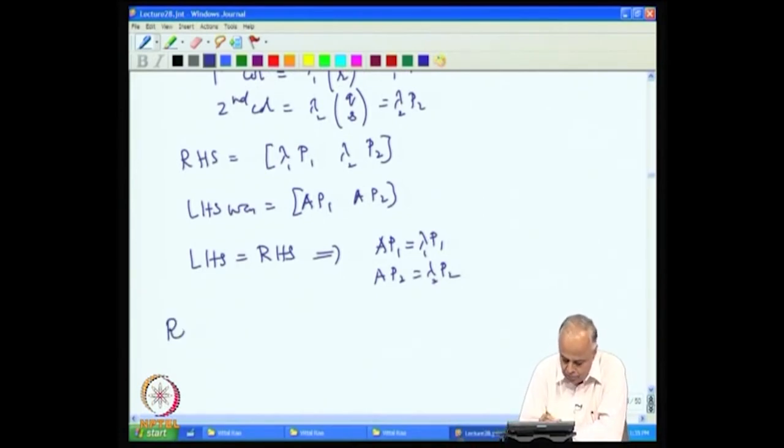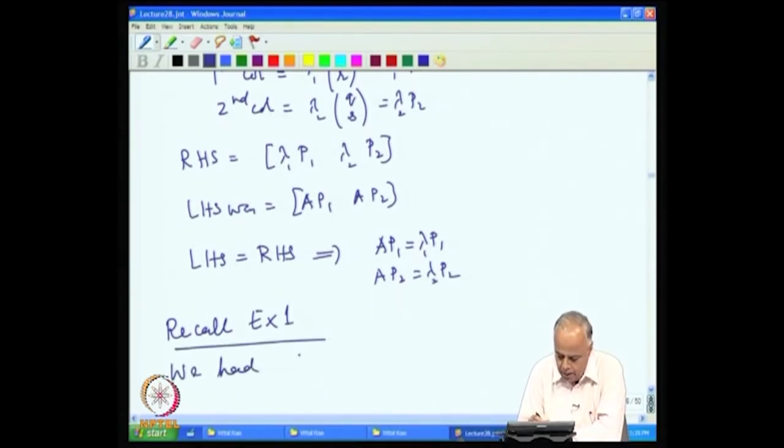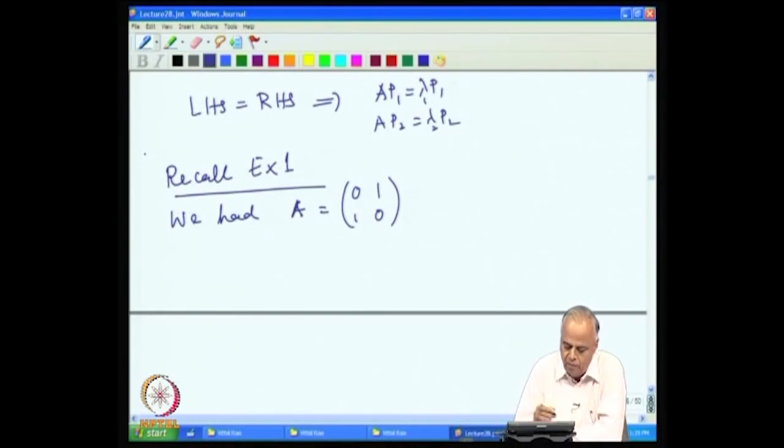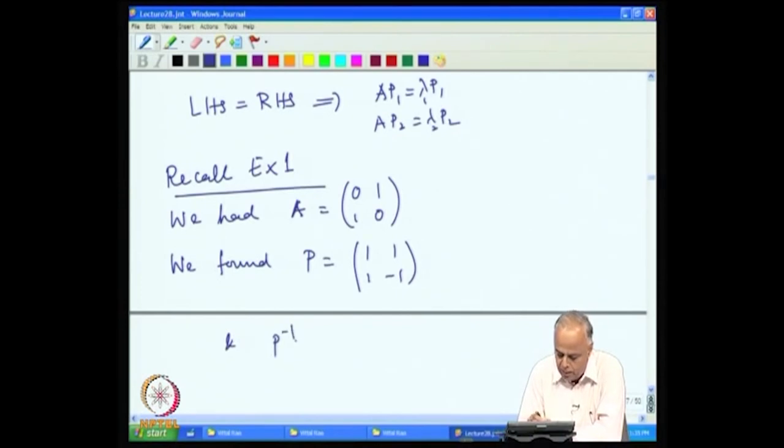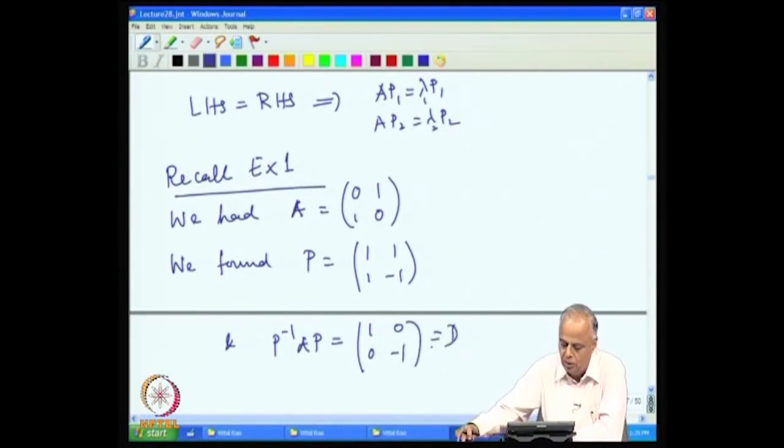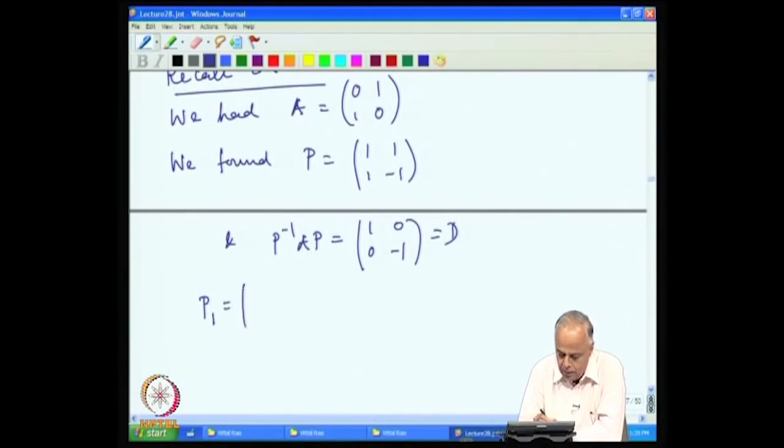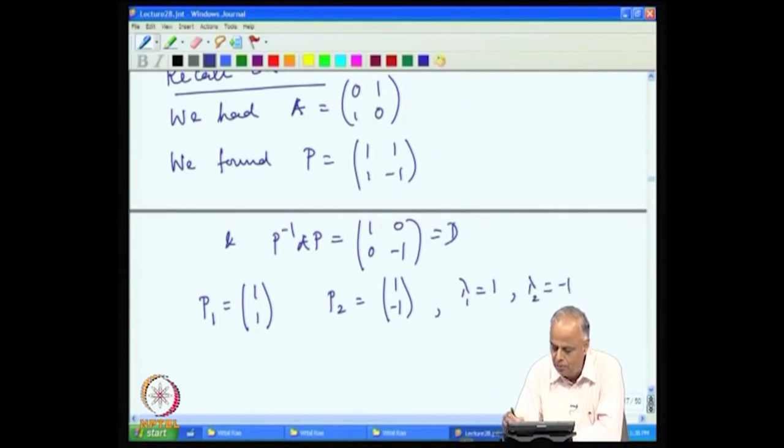So, recall example 1, we had A was 0, 1, 1, 0. We found P equal to 1, 1, 1 minus 1, and P inverse AP is equal to 1, 0, 0 minus 1. This is my diagonal matrix. So, in this case, my P1 is the first column of P, P2 is the second column of P, my lambda 1 is the first entry in the diagonal matrix, lambda 2 is the second entry in the diagonal matrix. Check.